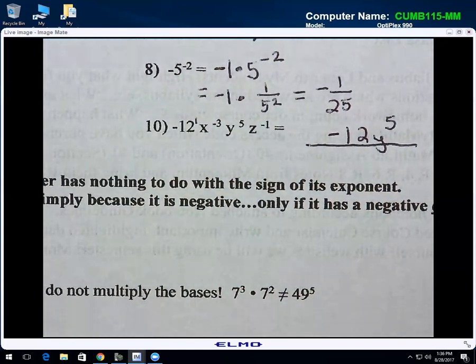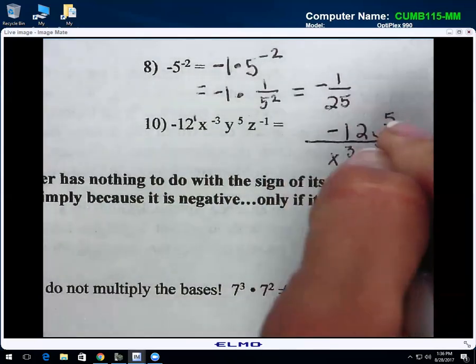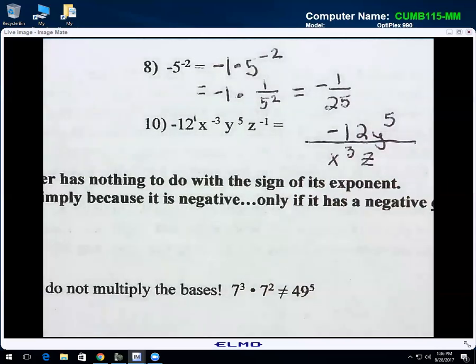What does that mean should be in the denominator? X cubed and z. X cubed z. And you could put z to the first, you just don't have to write the exponent 1.